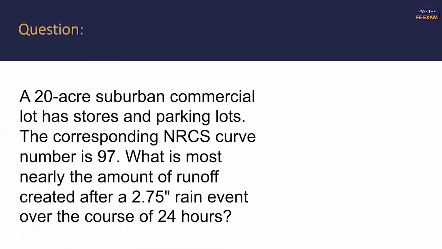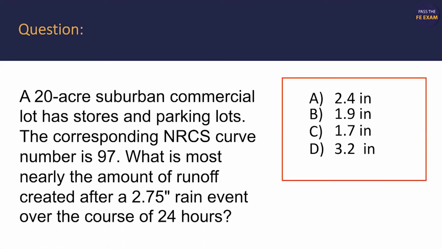A 20-acre suburban commercial lot has stores and parking lots. The corresponding NRCS curve number is 97. What is most nearly the amount of runoff created after a 2.75-inch rain event over the course of 24 hours? And there are four possible answers provided.